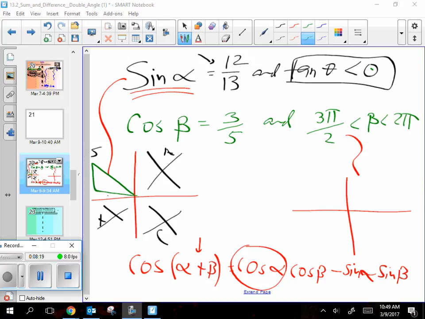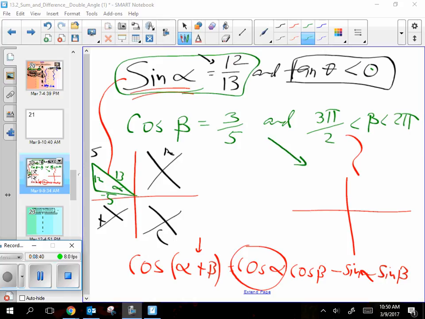Then cosine is adjacent over hypotenuse. Adjacent side is, no, I'm doing the sine one, sorry. Sine is opposite over hypotenuse, so opposite is 12, hypotenuse is 13. Hopefully you remember the 5, 12, 13, but that's got to be a negative 5 because of where we are, right? Okay, then that was my alpha triangle. Now let's go over and do the beta triangle.